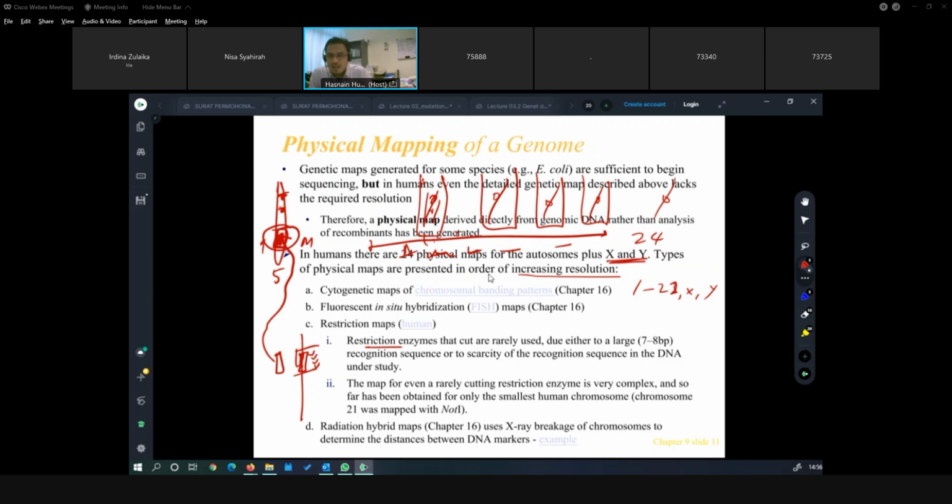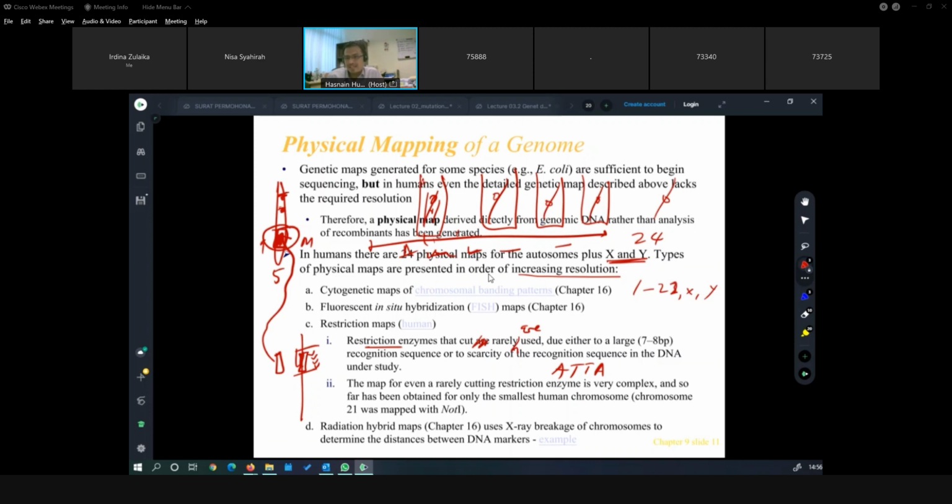I think this one I should make some correction. Restriction enzymes that cut rarely are used. What is meant by cut rarely? You remember the restriction enzyme that, for example, like AT, TA, for example.